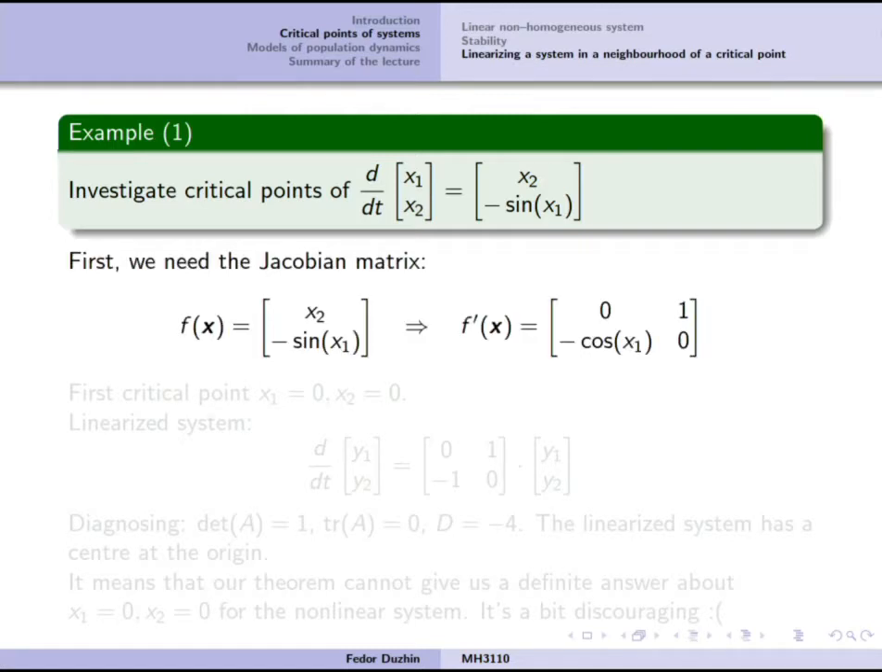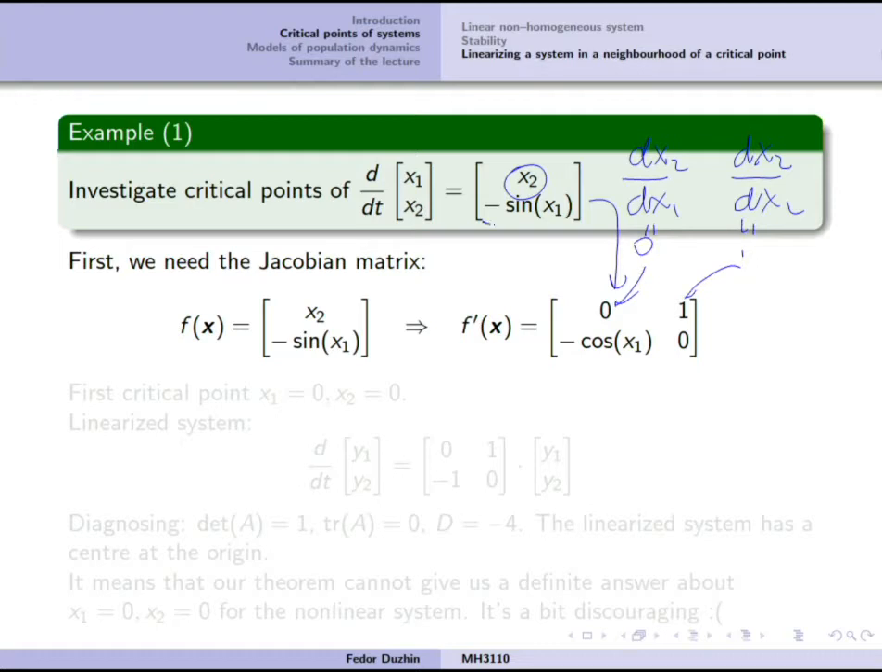In order to apply the theorem, we need to calculate the Jacobian matrix first. Let me elaborate on that. The first row of the Jacobian matrix is the derivatives of the first element of the right-hand side of the system of differential equations with respect to x1 and x2. So this is dx2/dx1 and dx2/dx2. So this is 0, this is 1.